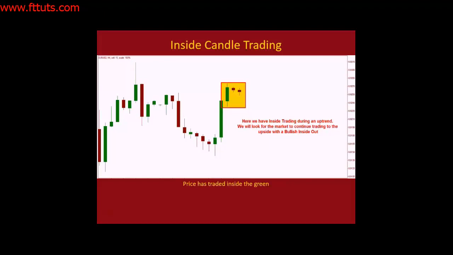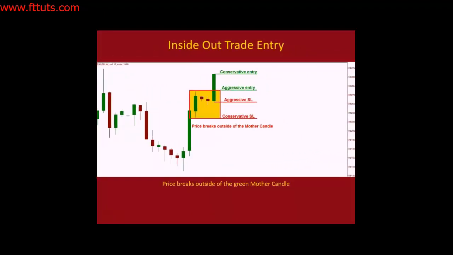Inside candle trading. Here we have an inside trade during an uptrend. We look for the market to continue trading to the upside with a bullish inside out. Price has traded inside the green. Price breaks outside of the mother candle.